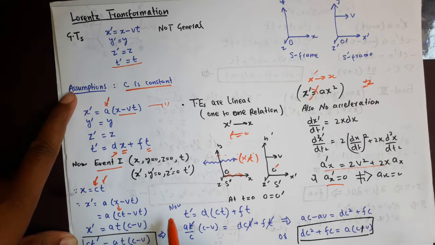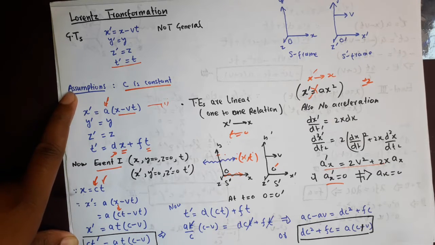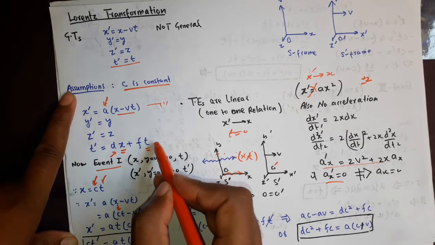And now we will use the second postulate, that the speed of light is constant in all frames. So this x prime would be equal to c times t prime, because the speed of light in the S prime frame is also c, and the time passed in the S prime frame is t prime. So this gives me c t prime is equal to a times t times c minus v. So this is our equation. Now I will use this equation here.